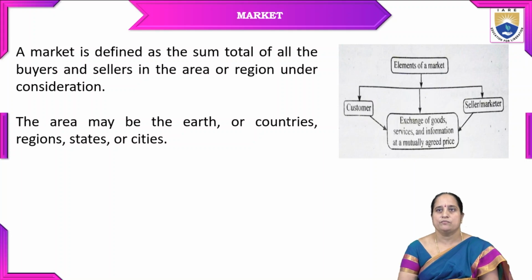Previously, in the older system, we used to have the barter system. Barter system means exchange of goods for goods. But later on, we can see exchange of goods or services in the form of money transactions. Coming to the elements of a market, basically there are two parties. One is the buyer, another one is the seller. The buyer is also known as the customer, whereas the seller is also known as the marketer. They exchange goods, services, and in some cases information at a mutually agreed price. Both parties should have consent on what price, how much quantity, and at what place they have to exchange the goods for money. That should be decided in case of a market.